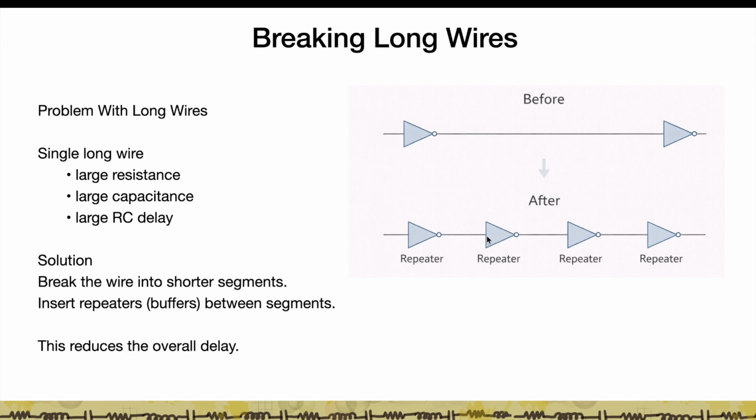That's where a repeater comes in. A repeater, which is essentially a buffer, sits at each breakpoint, regenerates the signal, and drives the next segment with full strength. Before repeaters, one slow, degraded signal crawling across the chip. After repeaters, a chain of clean, fast signal hops. Same logical connection, much faster.